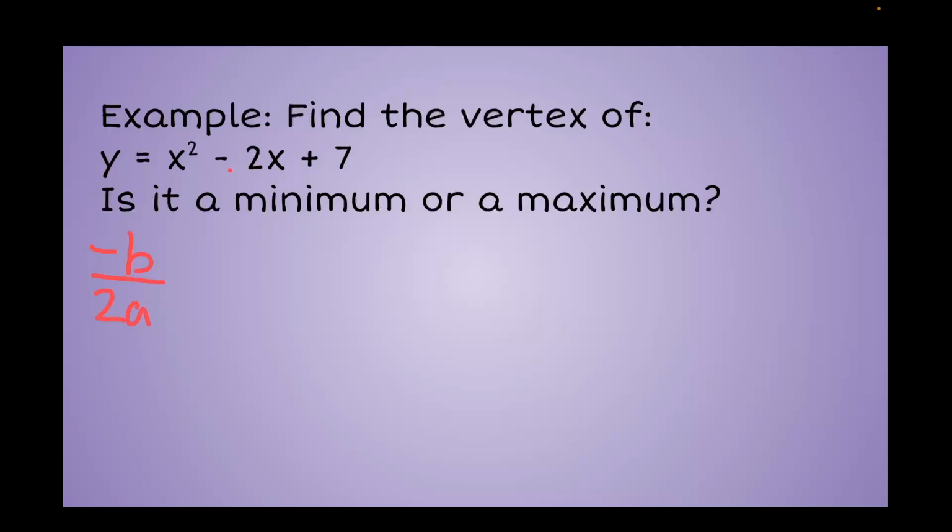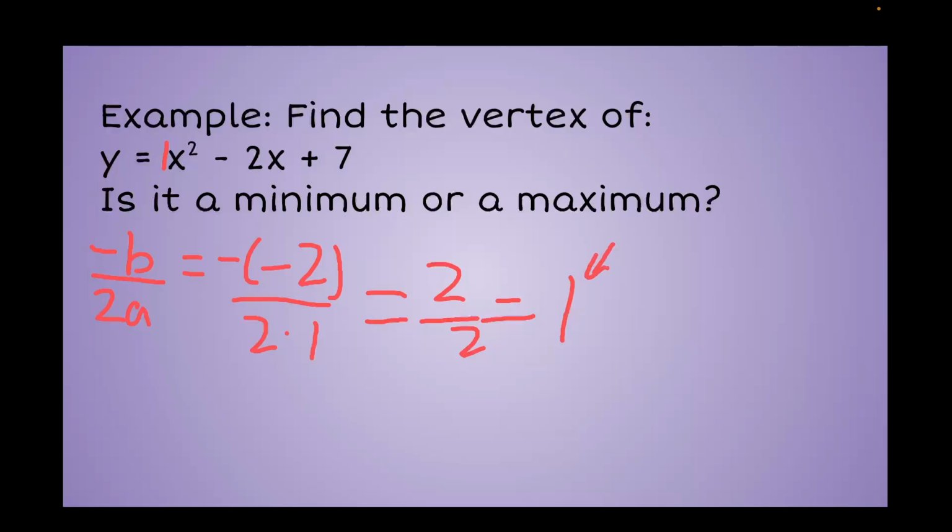Okay, what is our b? Our b is this number here, which is -2. So this becomes -2. A is just 1. 2 times 1. Negative -2 is 2. And then 2 times 1 is 2. 2 over 2, that's just division. You can also just know it's 1. So that's our x.